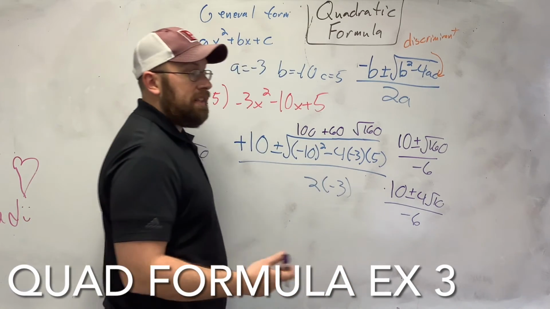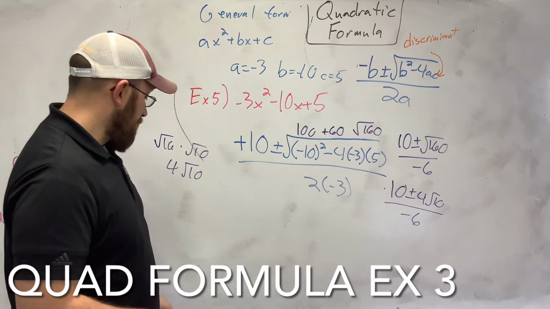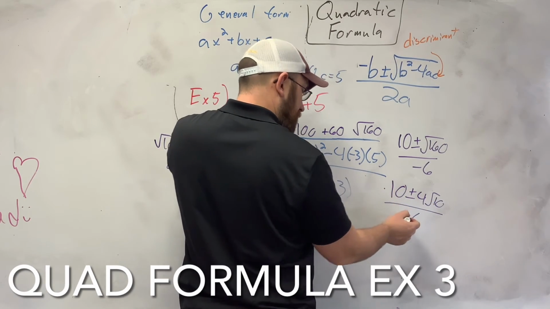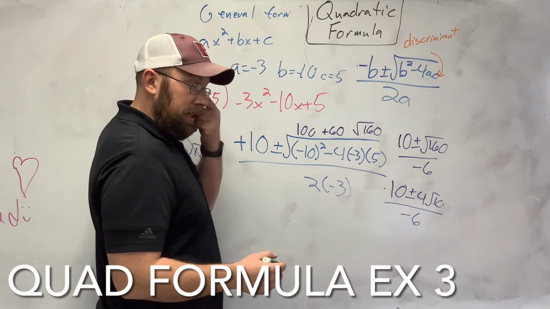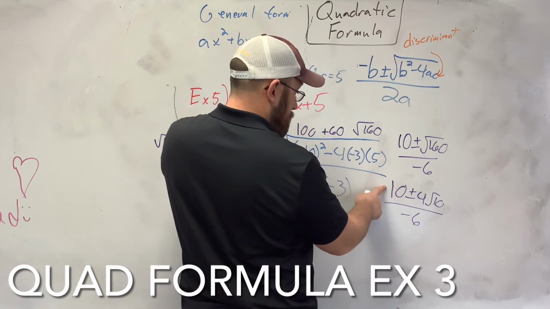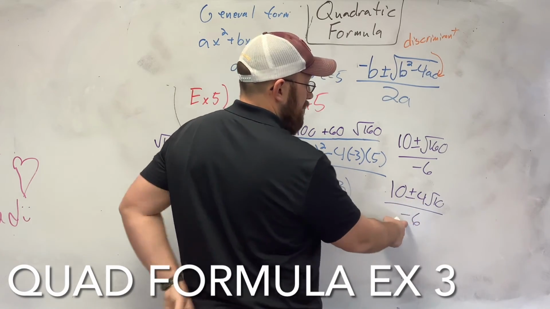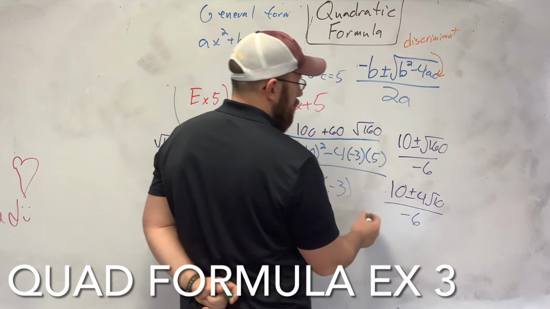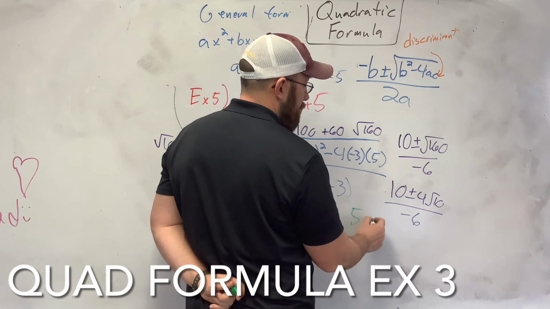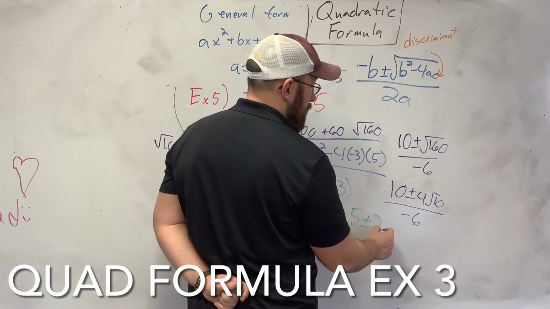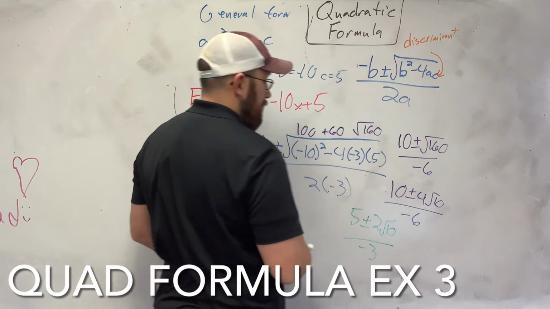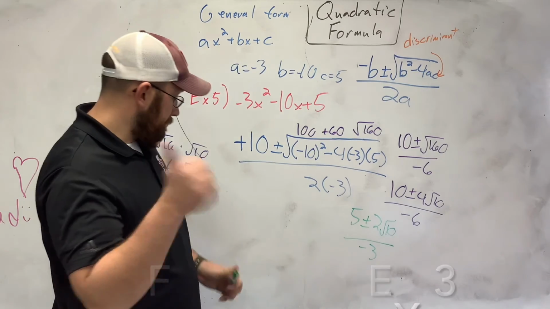Now you can simplify this even more. They both have a common factor of 2. This, and this all have to have the same common factor. So what was originally your b up front, your coefficient, and your denominator all have to have the same factor. They can all be factored. You can factor 2 out of all of them. So you get 5 plus and minus 2 square root of 10 over negative 3. And that is your answer.